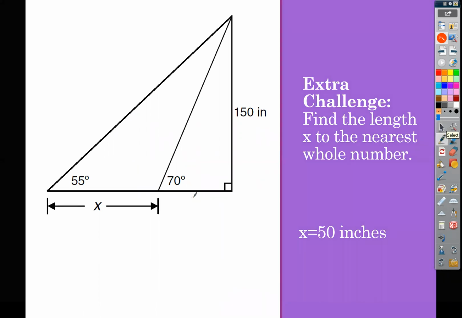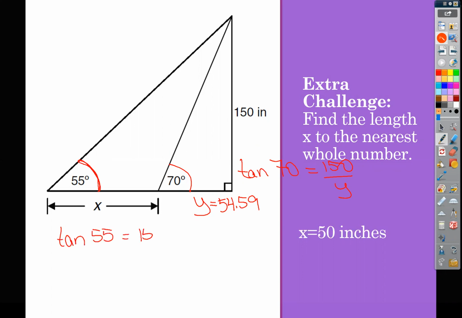All right, what I did first is I found this length first. Okay, so I said tangent of 70 equals opposite over adjacent. When I did that, I got that y equals 54.59. Then I said, okay, tangent of 55 equals 150 over z. So I labeled this whole thing across as z. When I did that, I got that z equals 105.